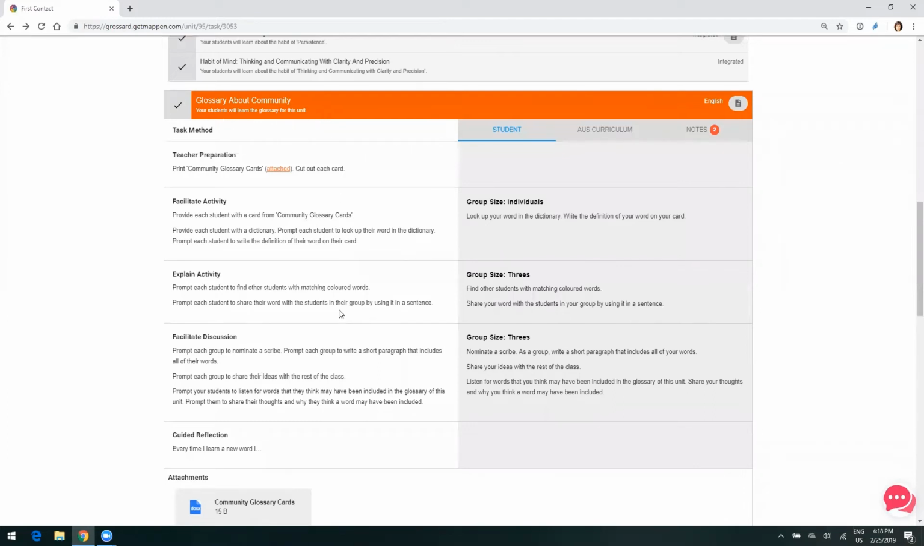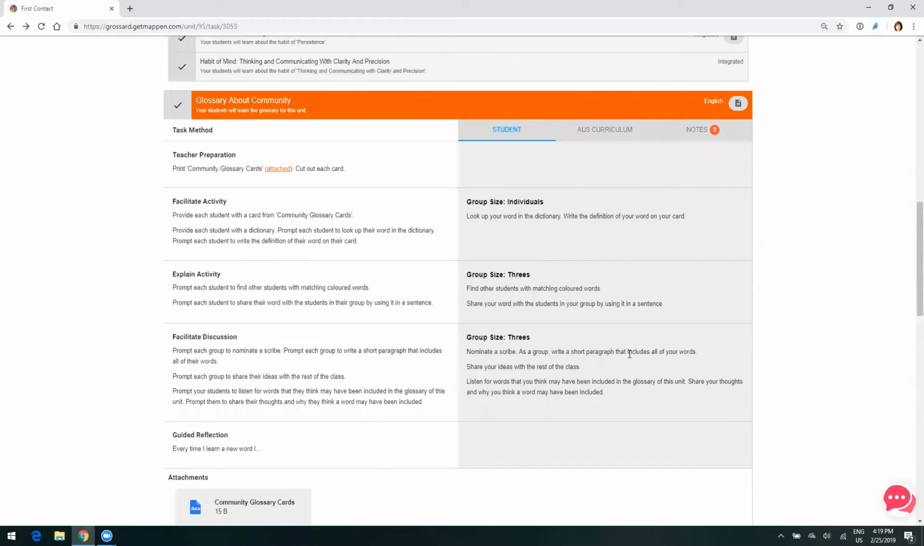On the left-hand side is as if you had the consultant on your shoulder, and it's what you're doing and why you're doing it. So the bold is the why. I am preparing for the task, I am facilitating the activity, I'm explaining it to the students, I'm facilitating discussion, etc. So the right-hand side is what the students will be doing. So left-hand side, what you will be doing, right-hand side, what the students will be doing.